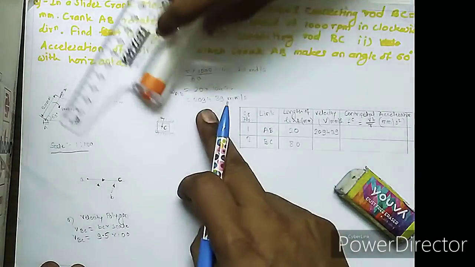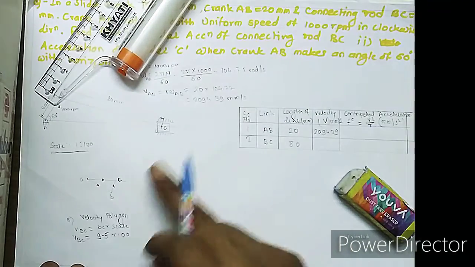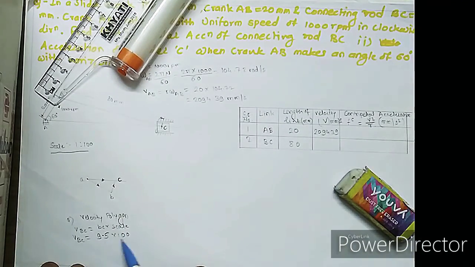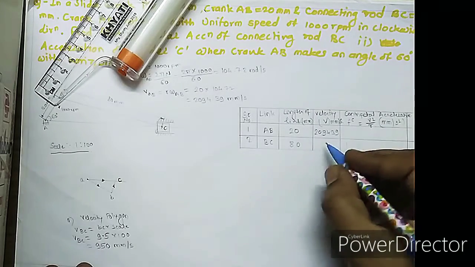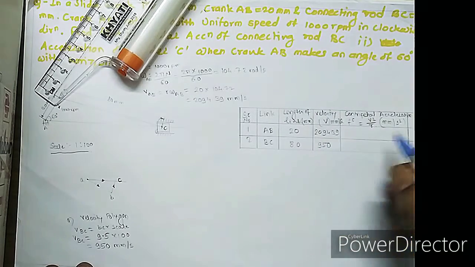Total velocity polygon is in mm because VAB is equal to 2094.39 mm per second. Therefore VBC is equal to 9.5 into 100 equal to 950 mm per second. Therefore write it in a table. Velocity of BC is 950.